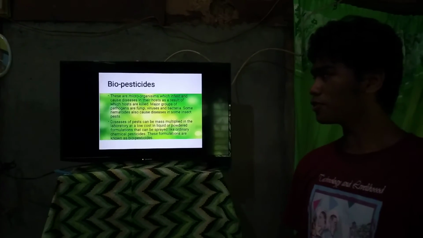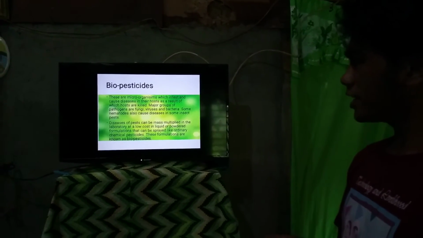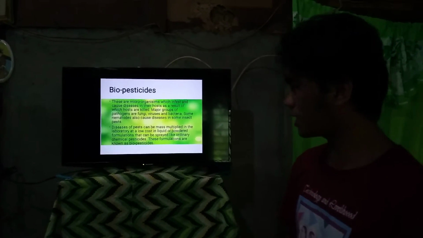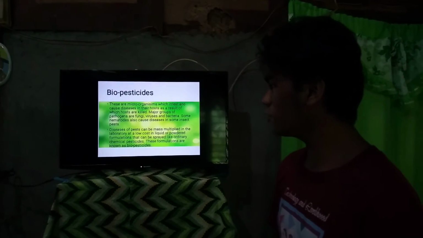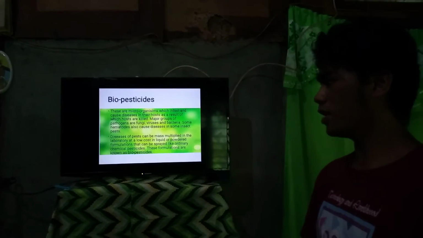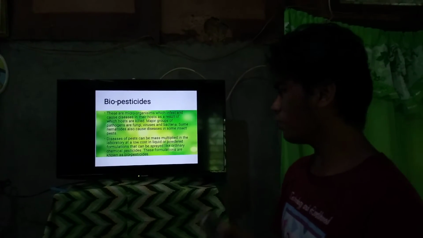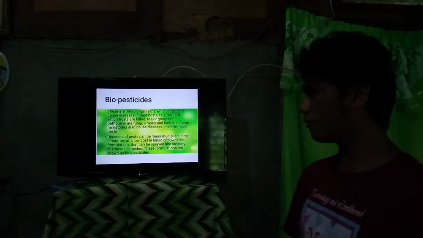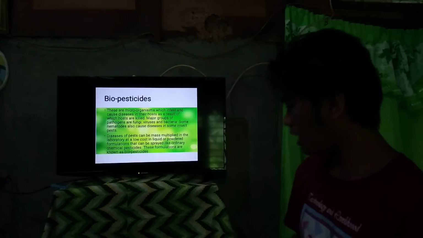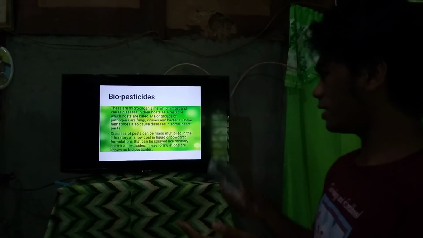So let's move on to biopesticides. What are biopesticides? Those are microorganisms which infest and cause diseases in their hosts, as a result of which hosts are killed. The major groups of pathogens are fungi, viruses, and bacteria. Some nematodes also cause diseases in some insect pests. Pathogens of pests can be mass multiplied in the laboratory at low cost in liquid or powdered formulations that can be sprayed like ordinary chemical pesticides. These formulations are known as biopesticides. So these are non-chemical pesticides.